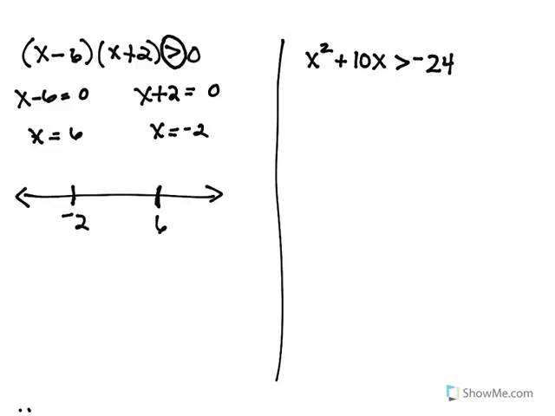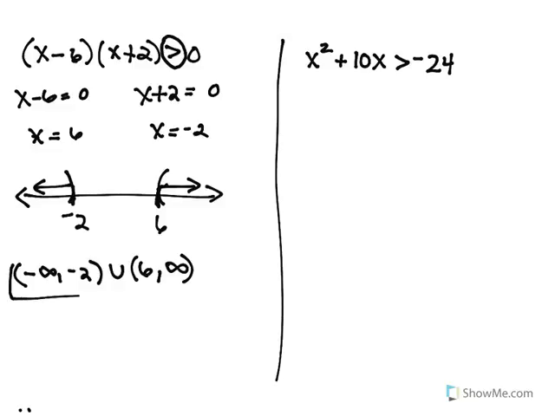So the solution for this problem is going to be, I'm going to shade to the left of negative 2 and to the right of the 6. So my answer is negative infinity to negative 2 union with 6 to infinity. Remember, we use parentheses because there is no or equal to in the answer.